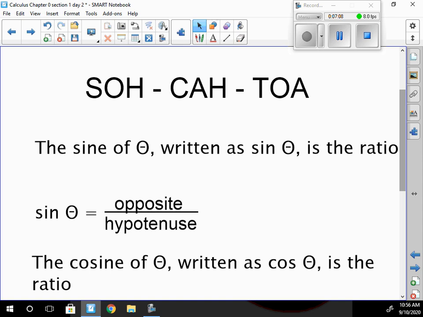The sine of theta, written as sine theta, this little thing here is a theta. It's a Greek symbol. That's the ratio. Sine theta is opposite over hypotenuse. So, sine: opposite over hypotenuse.